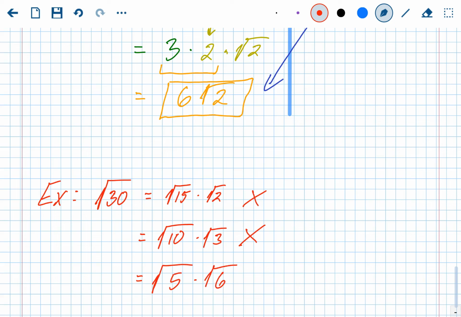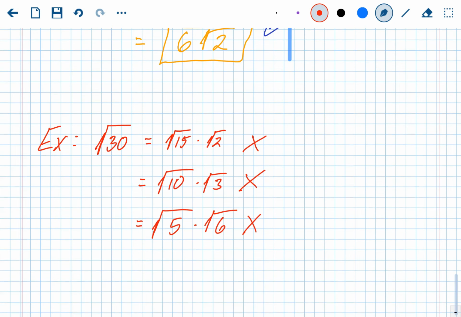Okay, these are all equal, but none of these are perfect squares. Which means there's no perfect square that goes into 30. These are all the factors of 30: 15 and 2, 3 and 10, 5 and 6. None of them are perfect squares, which means the square root of 30 doesn't simplify. Even though it's kind of a big number, it doesn't have any perfect square factors.